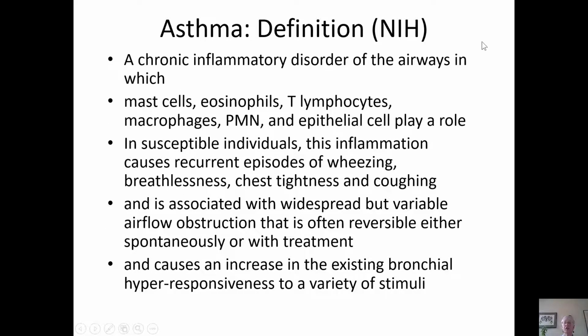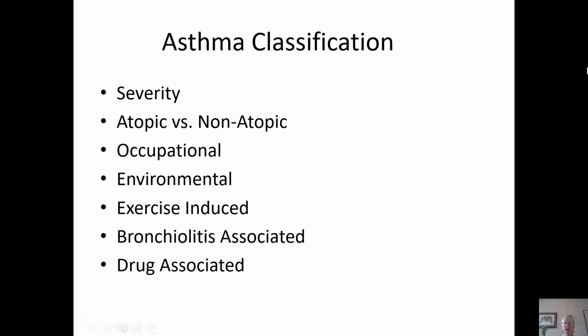The definition of asthma is quite complex, as defined by the National Institutes of Health. It is based on etiology and physiology rather than pathology, and you can read the various items here. Asthma classification is also quite diverse. It can be based on severity, or it can be based on the instigating agent.